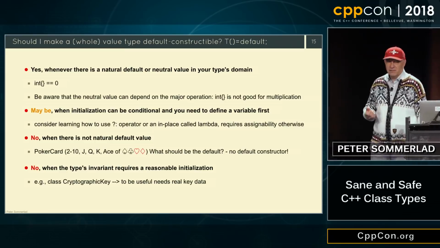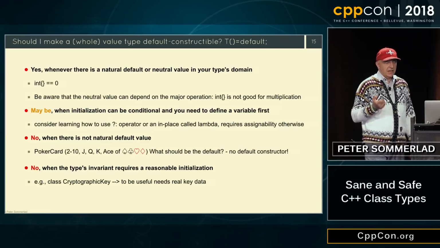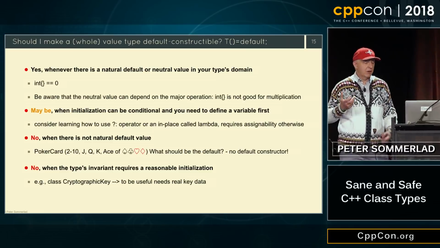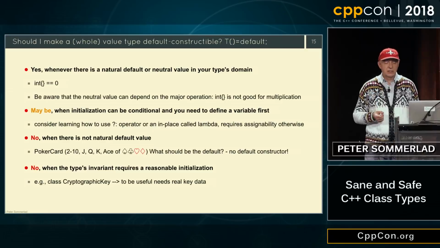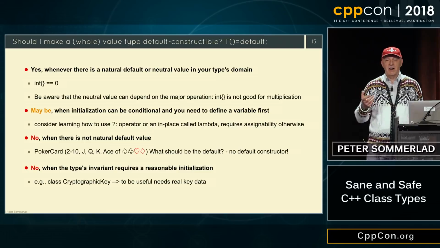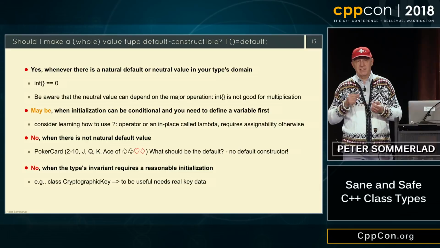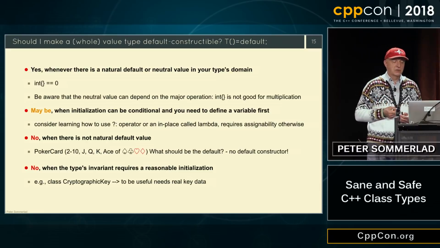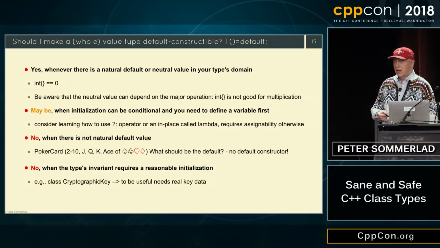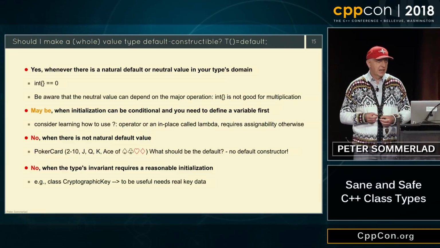Sometimes it's very hard to figure out what the initial value should be. But there are tricks like using ternary operators or lambdas in place if you have complex logic to define what the initial value should be, which give you a good initialization strategy without having to define a variable and then initialize it by assignment in a complex logic way, which is easy to get wrong or keep the value uninitialized.